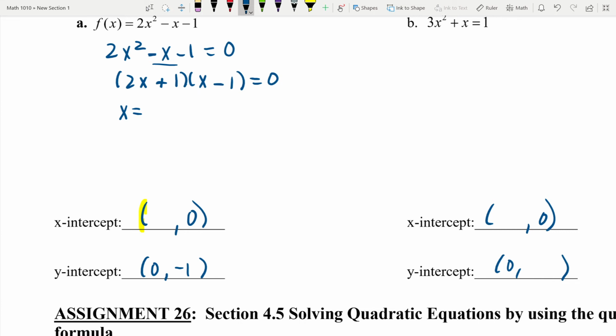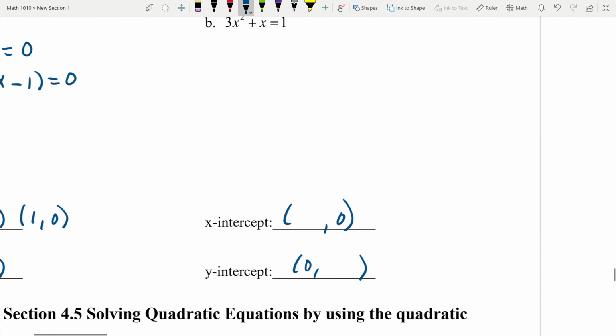Everybody go x equals, this is review from last time. Set 2x plus 1 equal to 0. The 1 comes over and becomes a negative. Divide by 2. Set x minus 1 equal to 0. I get a 1. So I have two answers. So one of them is negative 1/2 comma 0. The second one is 1 comma 0. And I'm done. Okay, who says gotcha? I'm good with this. Okay, good. Let's do one more.